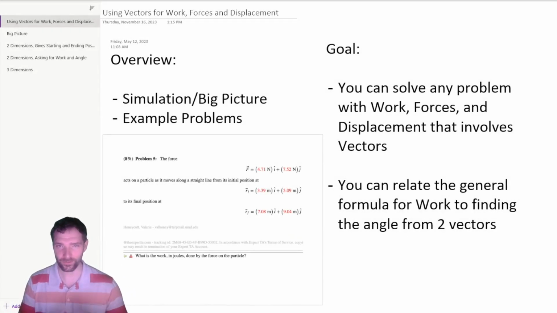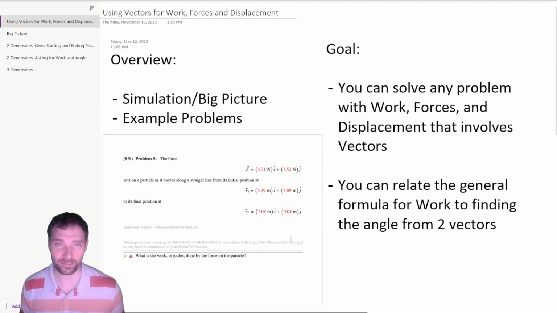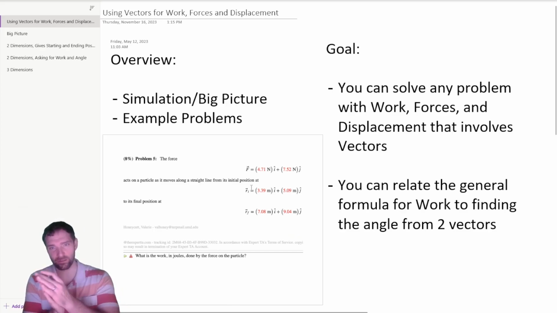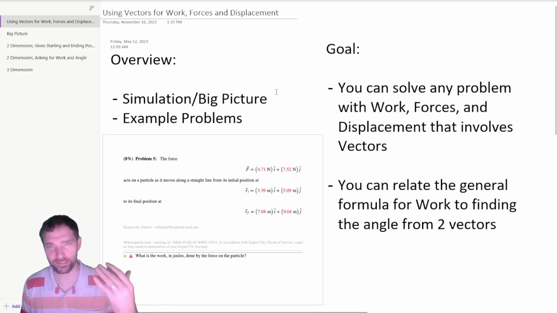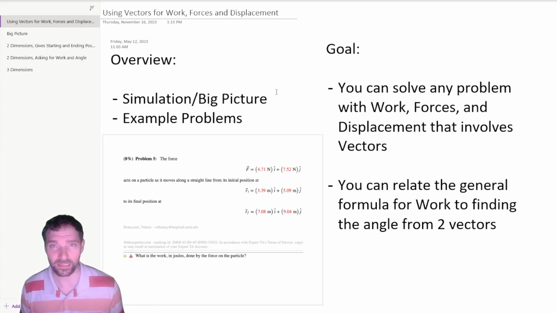Today I'm going to help you solve problems where you are trying to solve for the work given some force and displacement vectors. They may also have you looking for an angle, but I'm going to start with the big picture here, which is the vectors, and then we'll relate to solving for the angle between two different vectors as well. How I'm going to do that is we're going to look at a simulation and then talk about the big picture and how these different things are related.